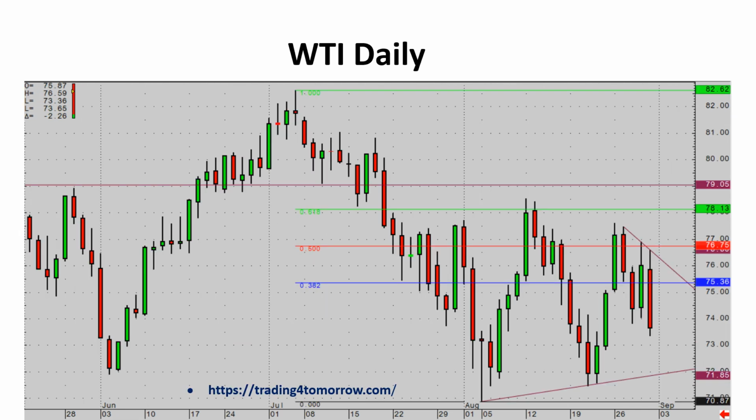Okay, so last but not least, WTI. I've got resistance there around about 76.70, and above that at 79.05, with support at 71.85.